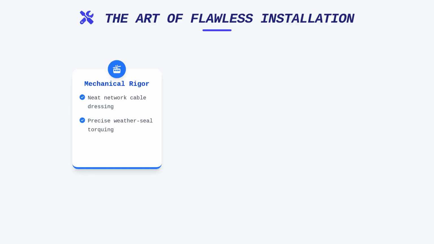Executing a flawless installation serves to minimize expensive truck rolls and ensures your surveillance infrastructure remains operational over its full life cycle. Each action taken during the physical setup, from the neat dressing of network cables to the precise torquing of weather seal screws, represents an investment in system reliability. When you prioritize these foundational mechanical principles, you effectively remove the physical environment as a variable in your troubleshooting flow.